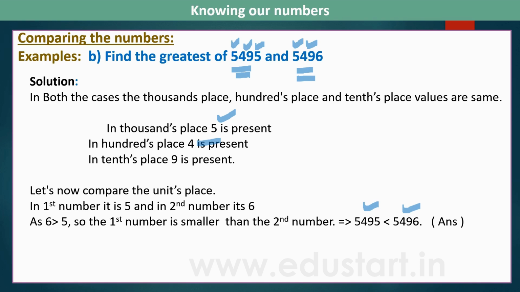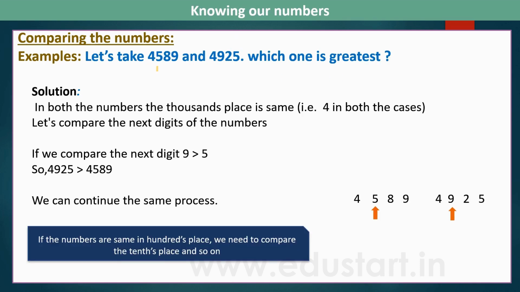Is this clear? So let's compare 4589 and 4925. Which one is greatest? In both the numbers, the thousands place is the same, that is 4 is present in both cases. Let's compare the next digit of the numbers. You can find 9 is greater than 5. Hence 4925 is greater than 4589. We can continue the same process. Now the note is, if the numbers are the same in hundreds place, you need to compare the tens place and so on. I think this point is clear.